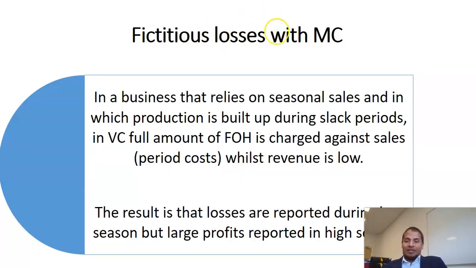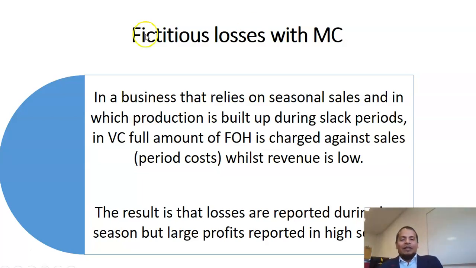The fictitious loss: there was a question that you just saw in the previous slide. What is the fictitious loss? The fictitious loss happens to an organization when the company has a seasonal business. In one season, they have lots of production, and in another season, very low production but lots of sales. So when you produce, sales don't happen at that time. But when you sell, the production has kind of stopped. And that's why the cost is charged in a period when there is no activity. All right. And when there is lots of activity, there is no cost.